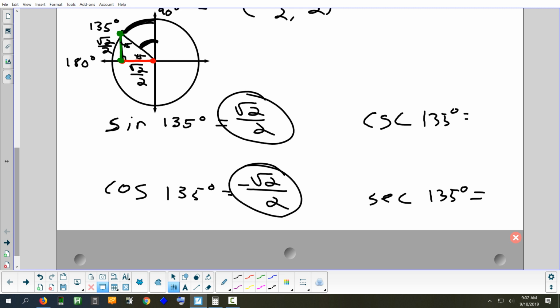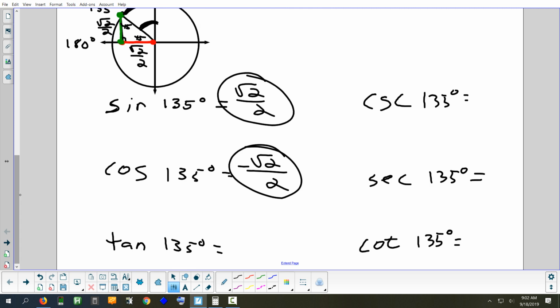And my tangent. For tangent, like I said, I just take y and divide by x. It's basically written right there for you. So what do you get if you divide y by x? -1. Yeah, they're opposites. Root 2 over 2, negative root 2 over 2. Anytime you divide two numbers that are opposites, you always get -1.